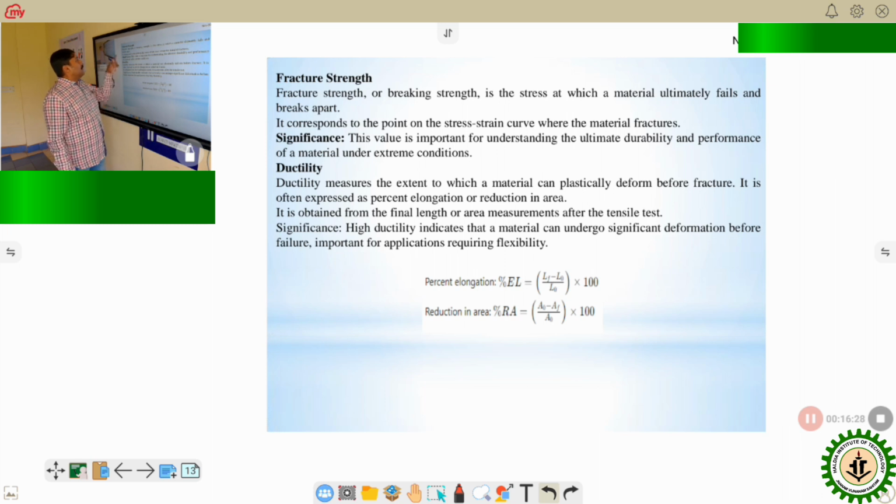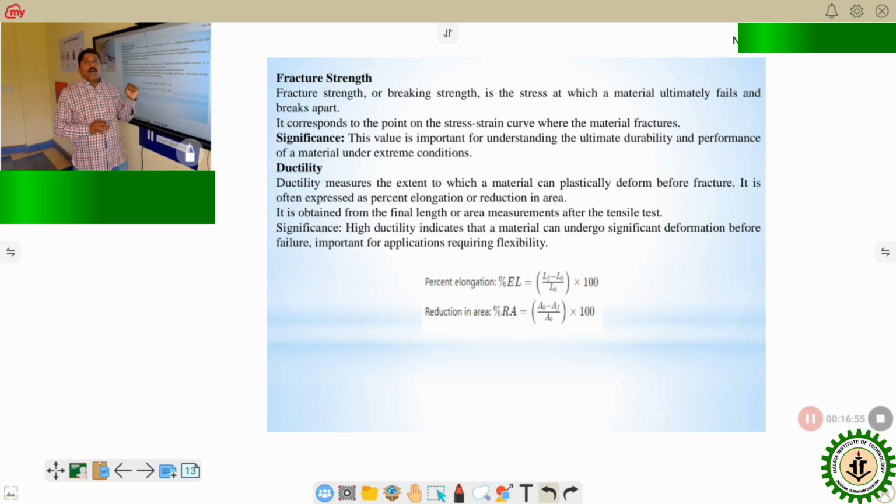The next point is the fracture strength or breaking strength, which is the stress at which a material ultimately fails and breaks apart. That is the final point. What is the main significance? This value is important for understanding the ultimate durability and performance of a material under extreme conditions. That is the fracture strength.